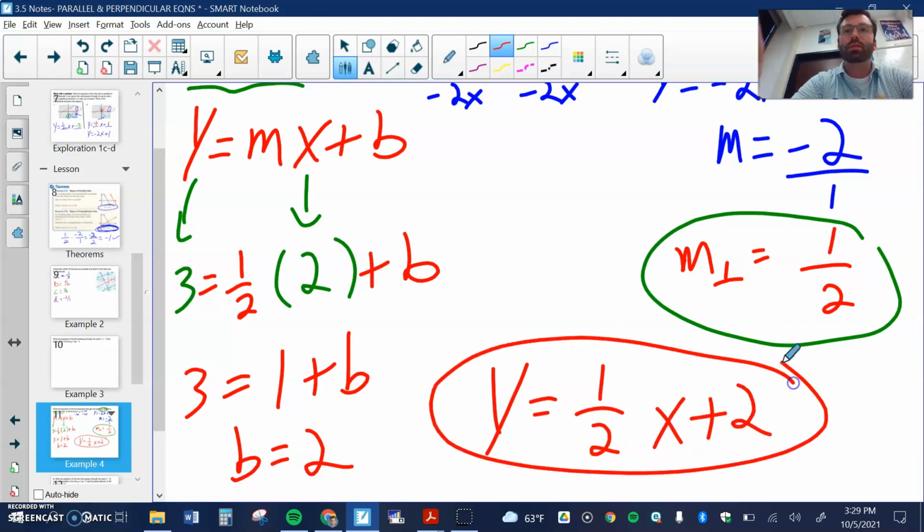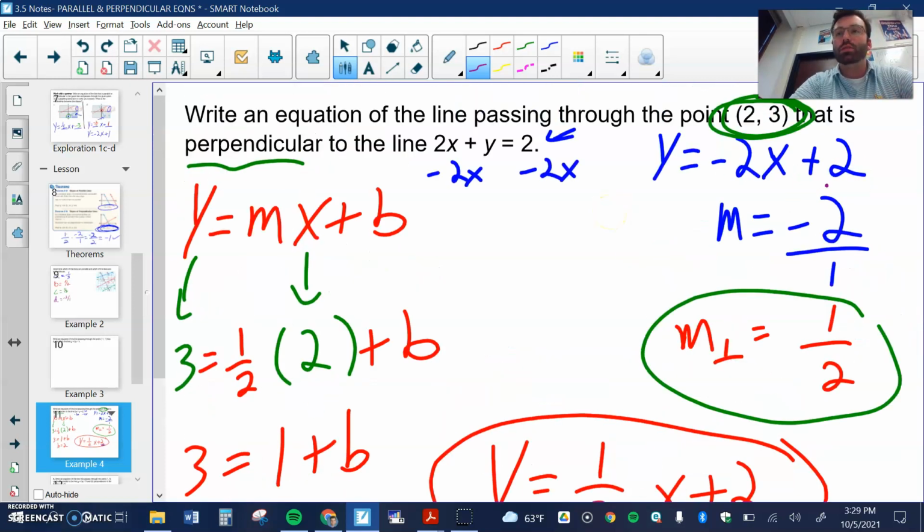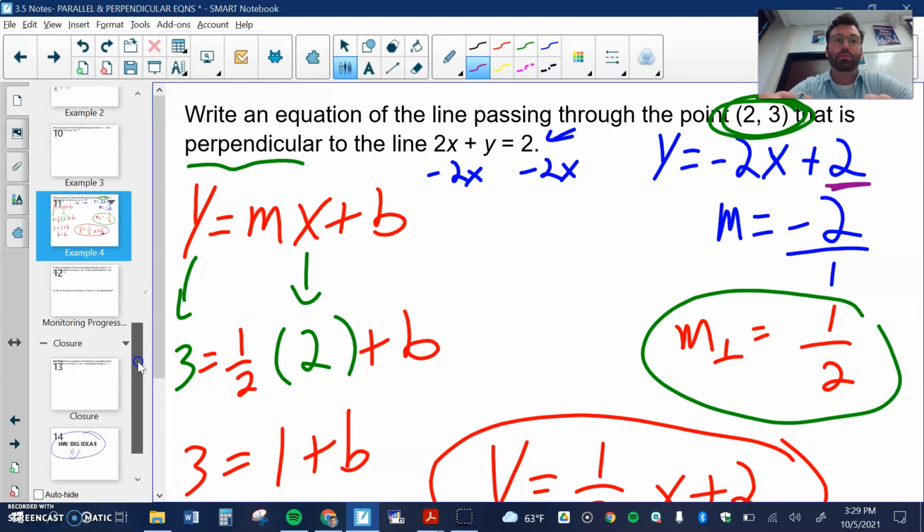Now it just so happened that this equation had a y-intercept of 2, and the original had a y-intercept of 2. That's not always going to be the case. Don't assume it'll be the case. All right, so be careful there.